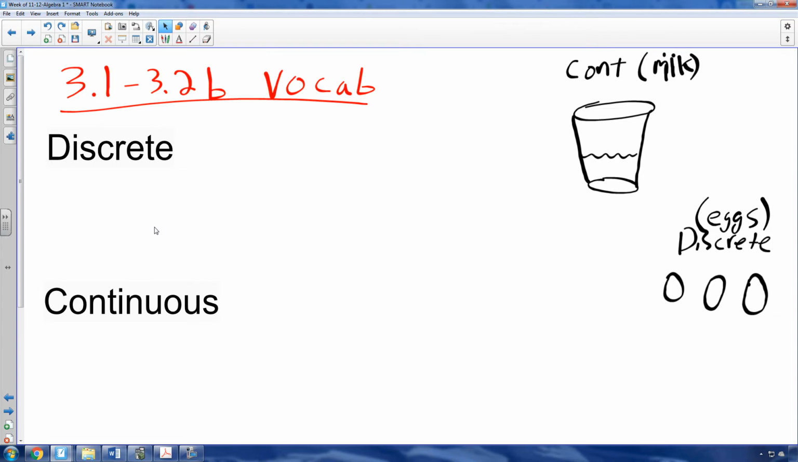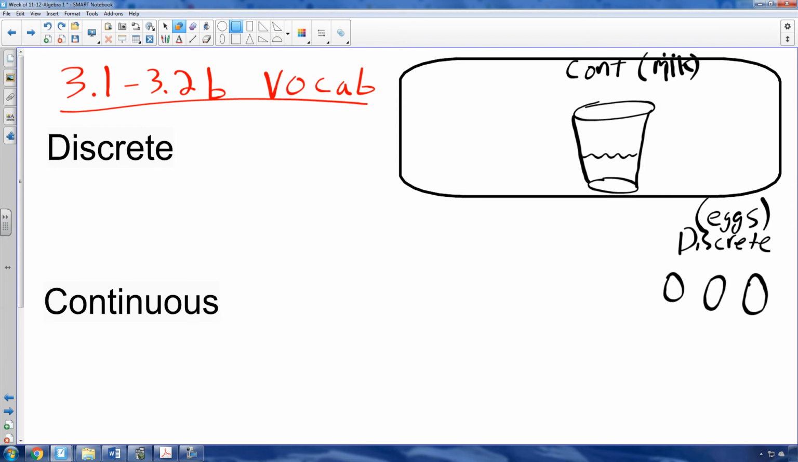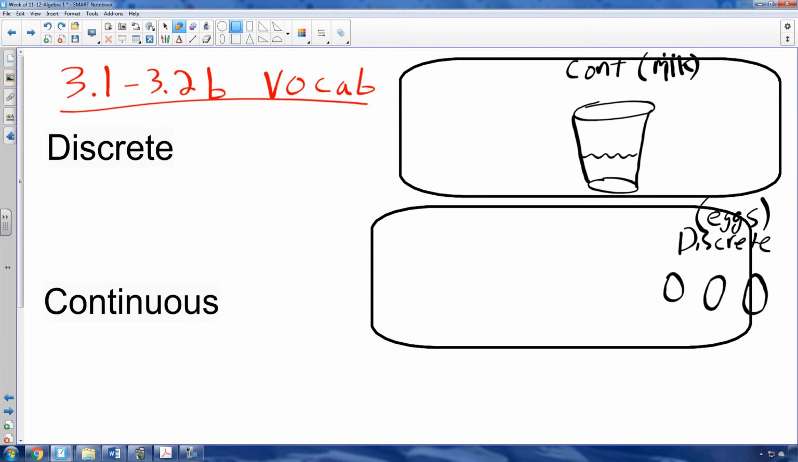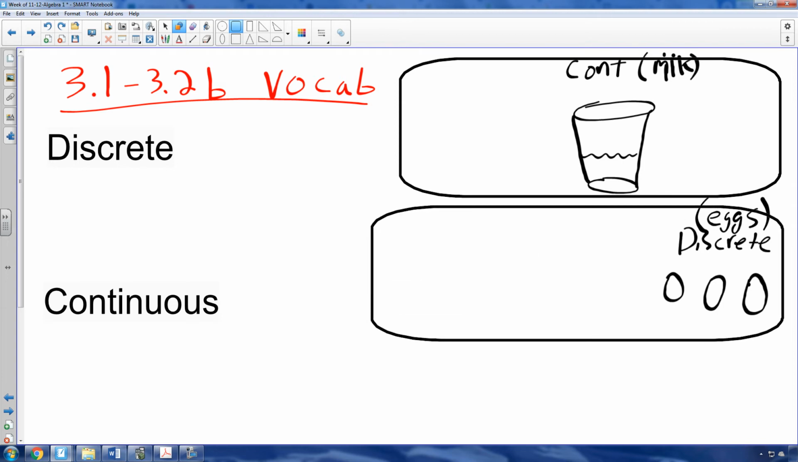So now let's talk about some other things that are discrete or continuous. Here's the continuous bubble, and here's the discrete bubble. Where would you say chickens go? Do chickens get counted or measured? Discrete or continuous? Discrete. I agree. Chickens are discrete. You count them. You don't have 3.5 chickens. That's not a thing.